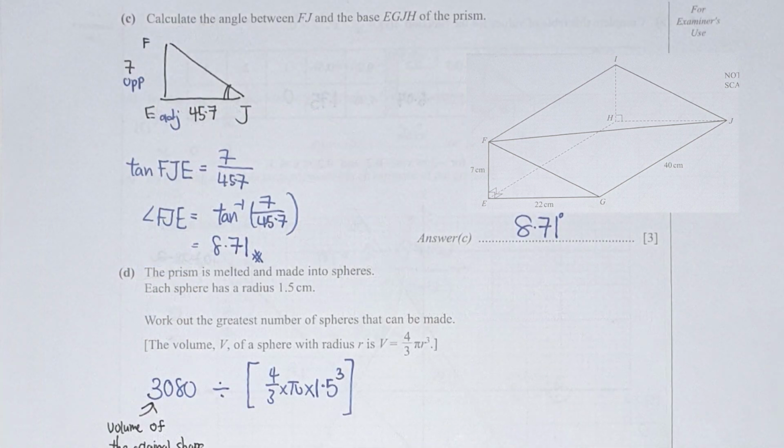So part C is actually a continuation. Using the same information of FEJ, you can now have the FE as the opposite of the angle and 45.7 as the adjacent. So tangent inverse 7 over 45.7, it is 8.71.